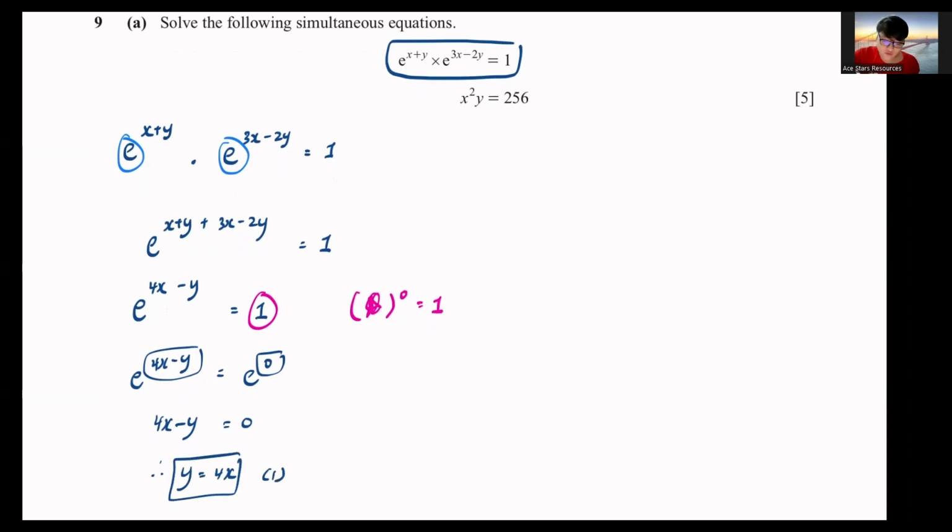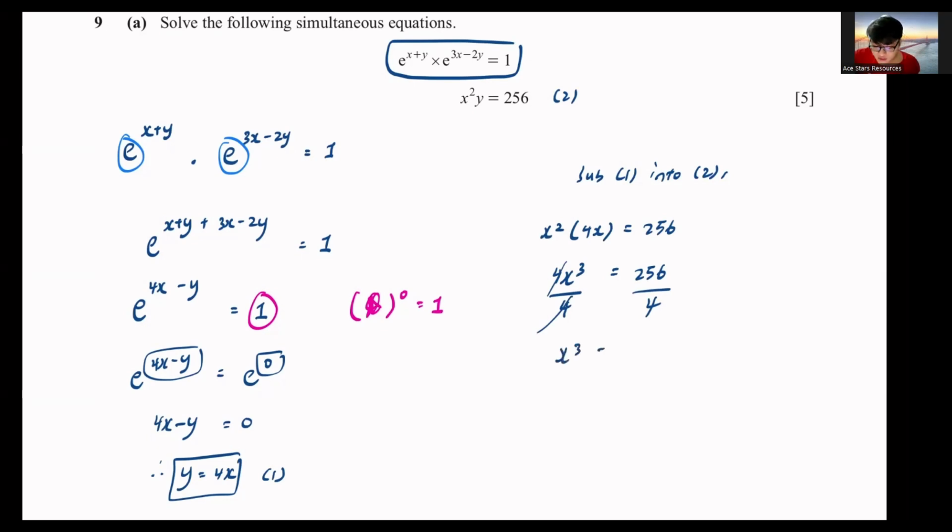Now, you just have to sub the first equation into the second one. So x squared times 4x is equal to 256. So 4x to the power of 3 is 256. Divide by 4 to make x the subject: 256 divided by 4 is going to be 64. So x, the cube root of 64, what is that going to give us? 4. 4 times 4 times 4 is going to be 64, so x is equal to 4.